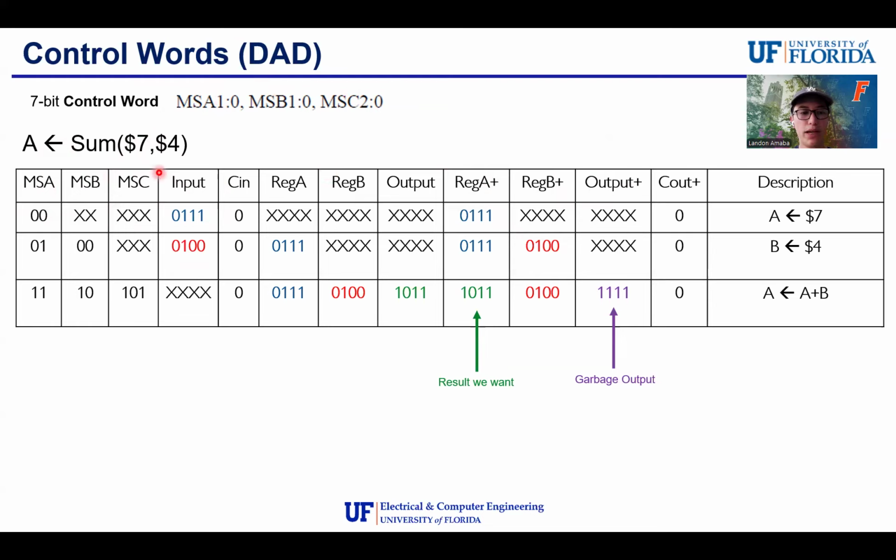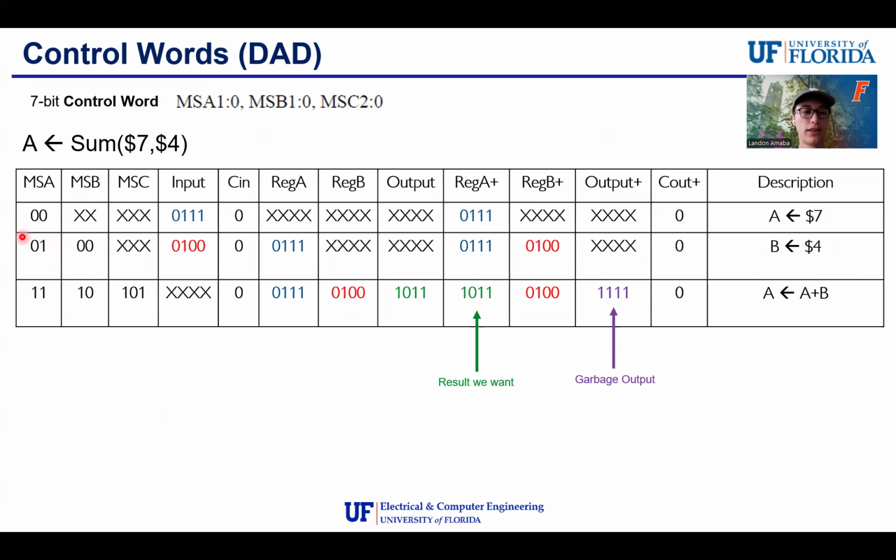The output will always depend on mux select C. And then of course, this description off to the right is a visual way to show yourself and anyone checking what you're trying to do in this operation. So next, we're gonna load our second value into B.